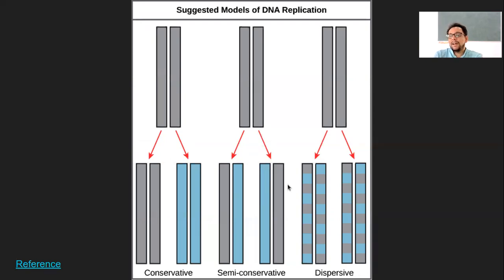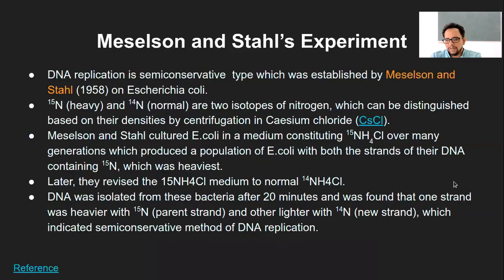Or even if there are 1000 DNA molecules formed, in that also there will be only 2 parent strands which will have N14, but the rest, all 998, will have the new strand containing N15 nucleotide. So that is the meaning of this statement. Where is this? Several generations.